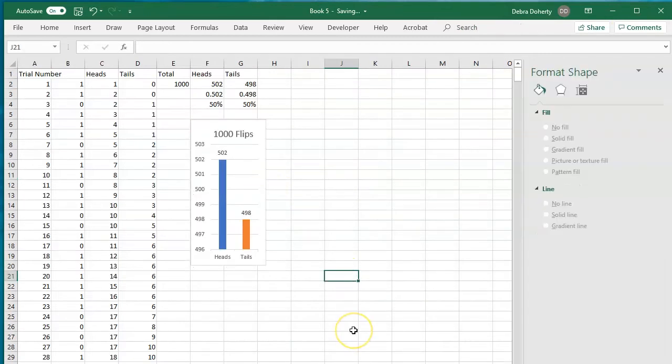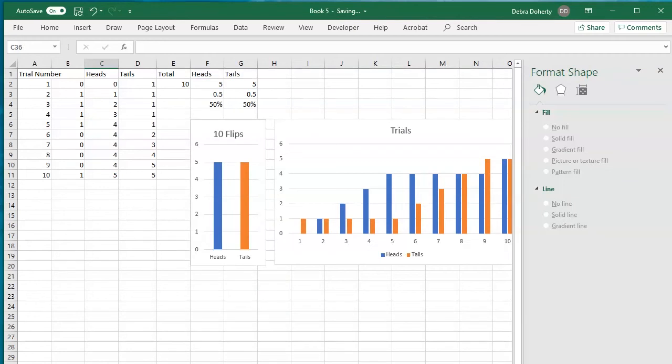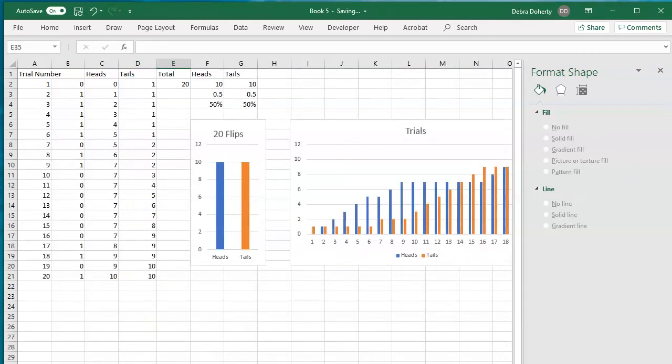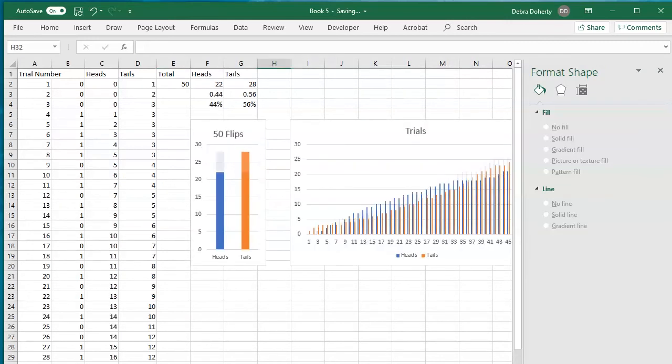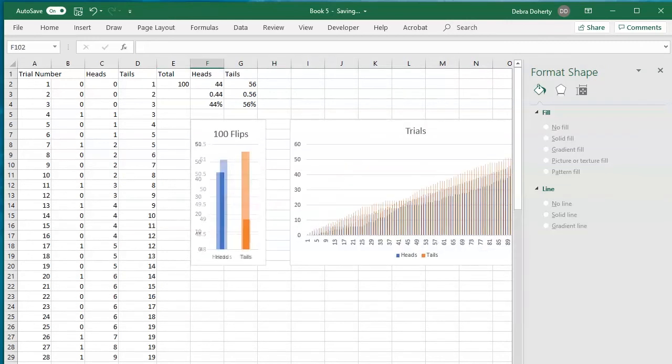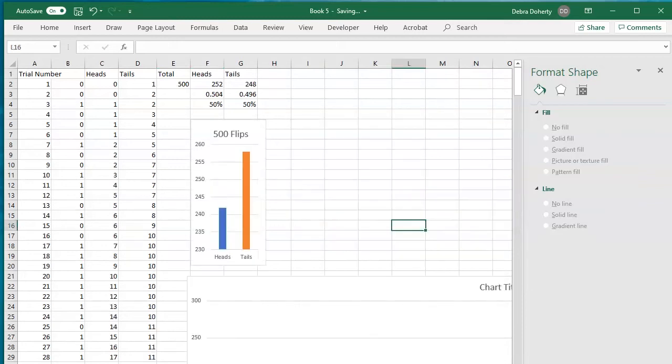Now let's see what happens when we make it 1,000 flips. So we made 1,000 flips, and we've now got it at 50-50. Now, if you'll notice up here, it says heads 502 and tails is 496. That just means that when you divide by the total, it's going to be close to 50-50.